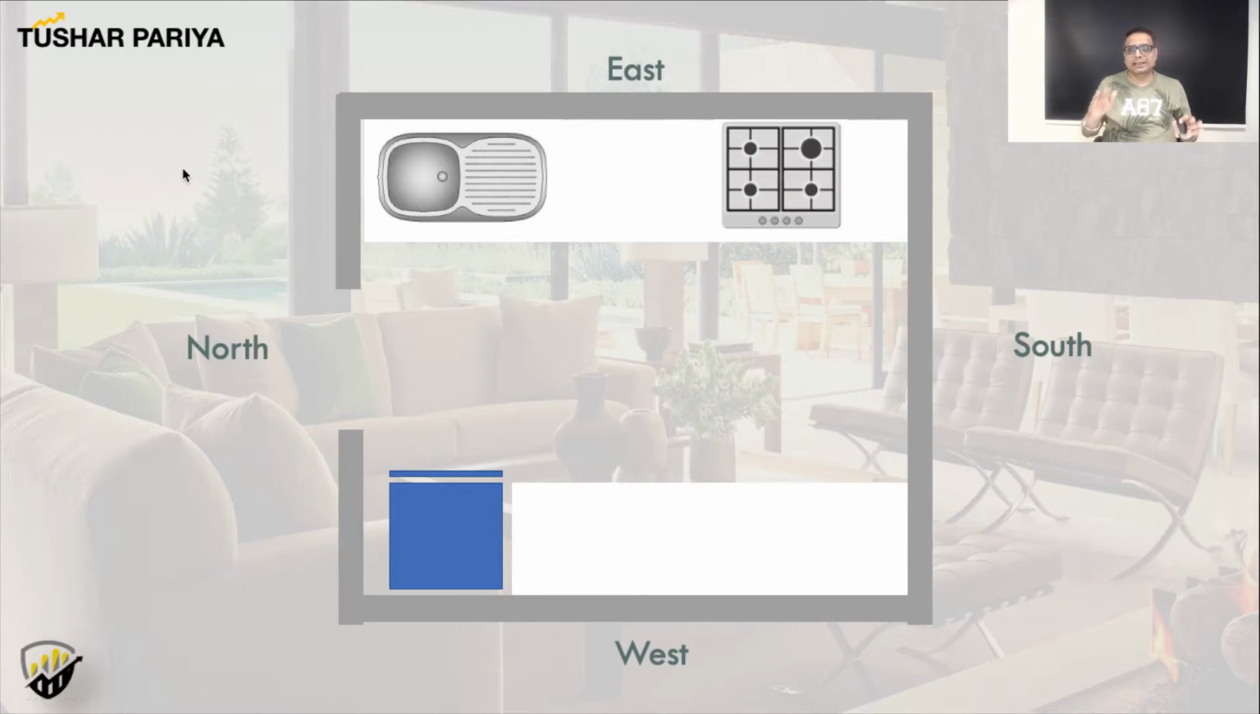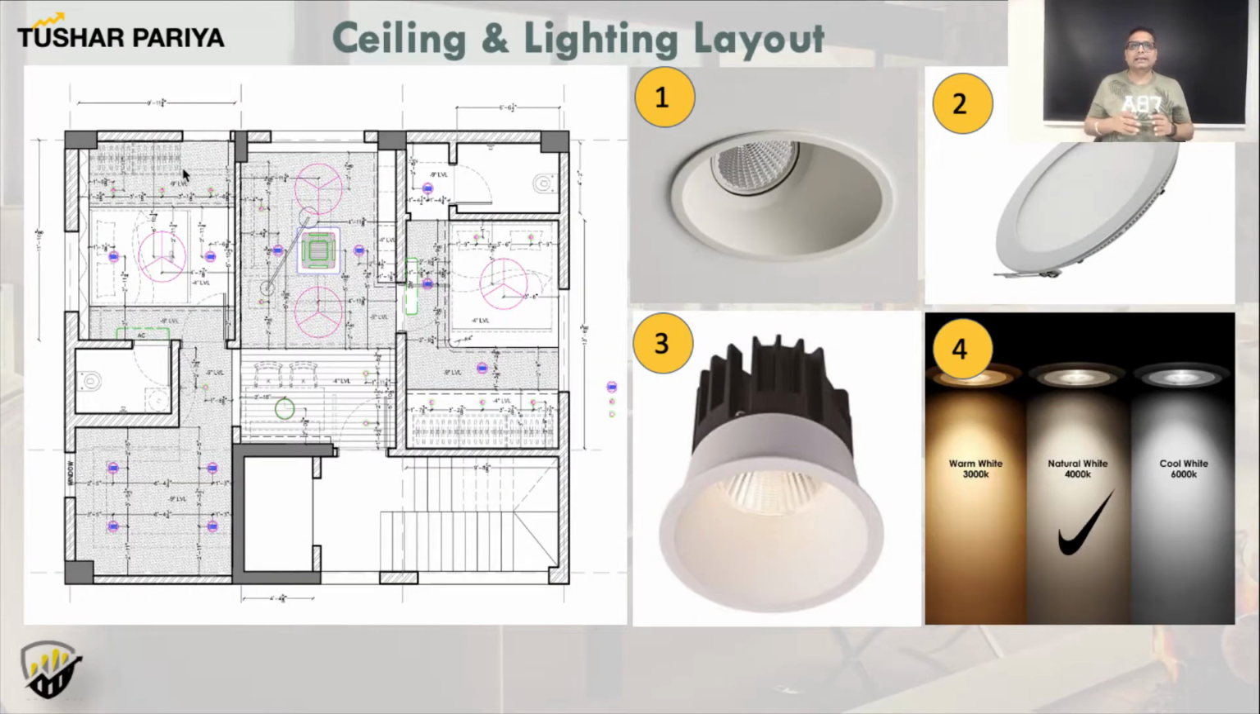Now fall ceiling and lighting is a little tricky. You'll have to practice it multiple times. It will take some time for you to understand. If you have anyone in the circle who is getting the house done or something, make sure that you visit the site and see how the fall ceiling and the wiring and the lighting is done. Okay, so in the next slide I'm going to show you how the lighting layout is done.